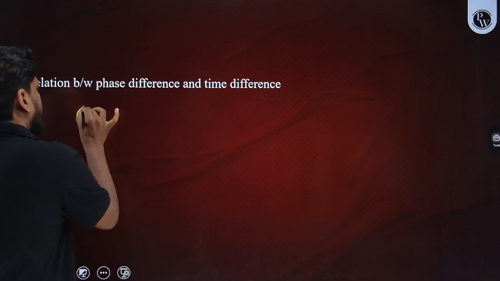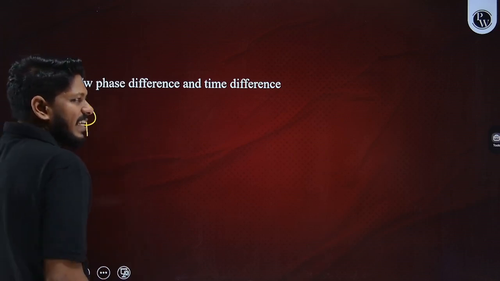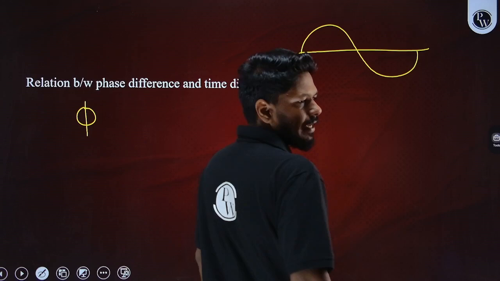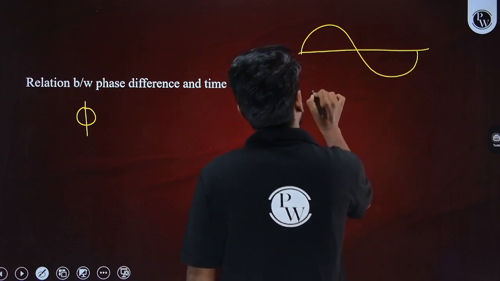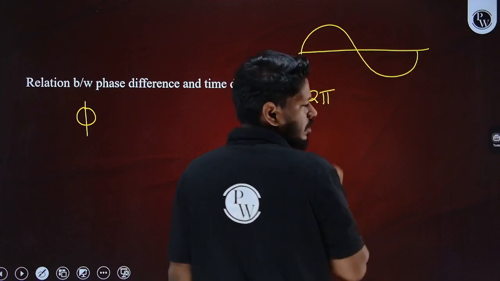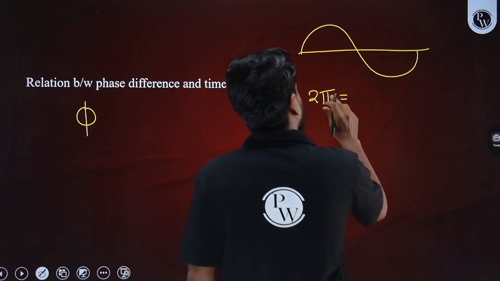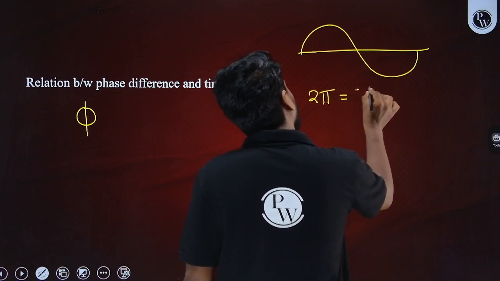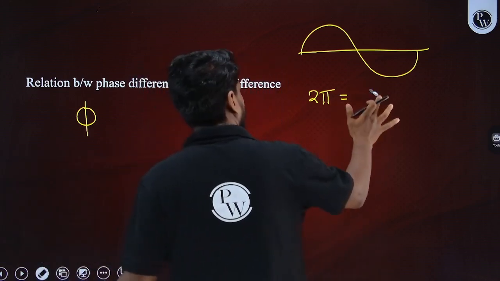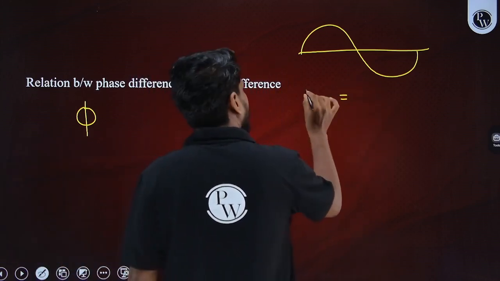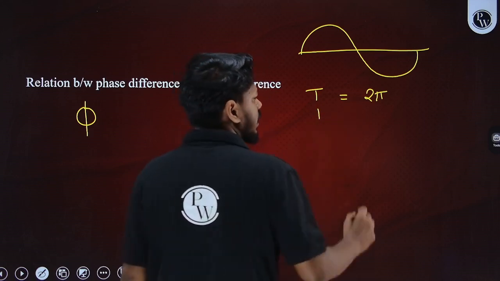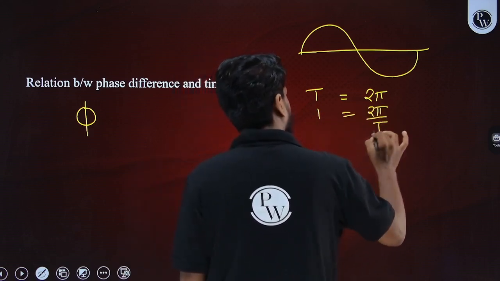Just remember, time taken for one complete oscillation. One complete oscillation in terms of radian is equal to 2 pi. So to complete 2 pi radian, we need a time of T. Let me rewrite this: if T time is required to complete 2 pi radian, then the distance covered in 1 second is equal to 2 pi divided by T.